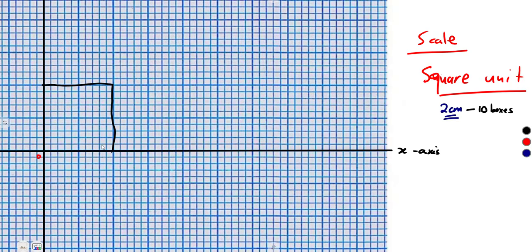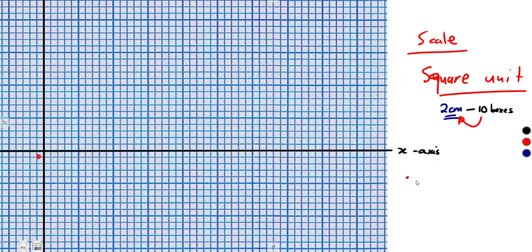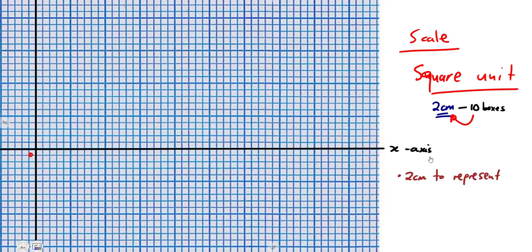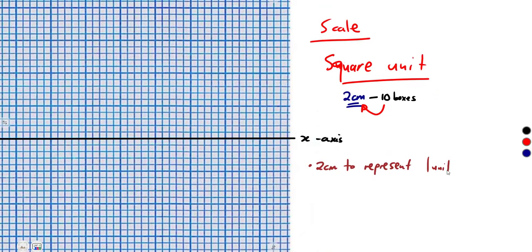But let's consider according to our scale as of our syllabus, we use the basic scale of 2 centimeters to represent any unit. So those 10 boxes, which are 2 centimeters, can be used to represent any unit. For an example, you'll be given 2 centimeters to represent, let's say, 1 unit on the x-axis.